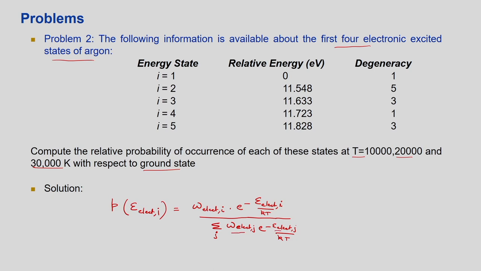So, that is why we will try to divide this entire expression with respect to the ground state. In that case, the denominator will cancel out and the numerator will stay, because the denominator is nothing but the partition function. So, let us see how we do that.